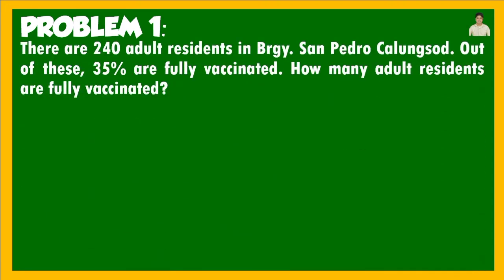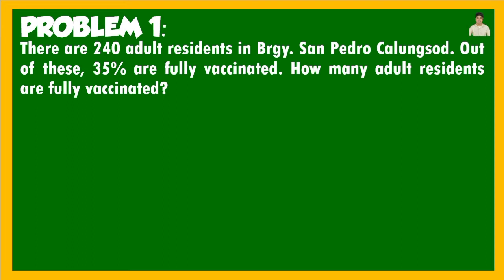So, let us now move on to solving word problems involving percentage, rate, and base. Alam na natin kung paano i-identify yung percentage, rate, and base. And then kung paano din sila sinosolve kapag missing sila or unknown. So let's have the first problem. There are 240 adult residents in Barangay San Pedro Calungsod. Out of these, 35% are fully vaccinated. How many adult residents are fully vaccinated?